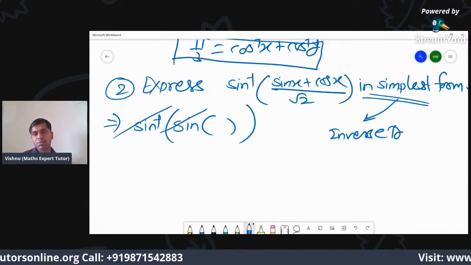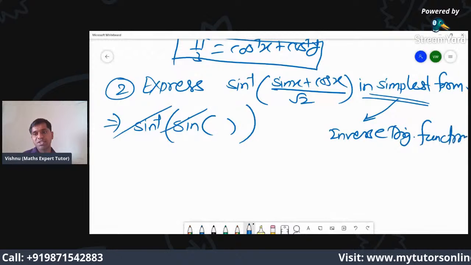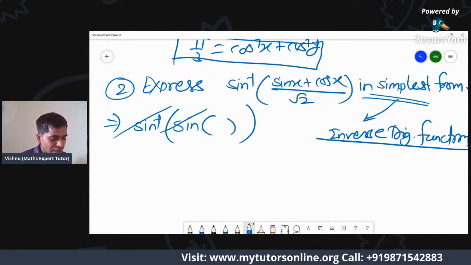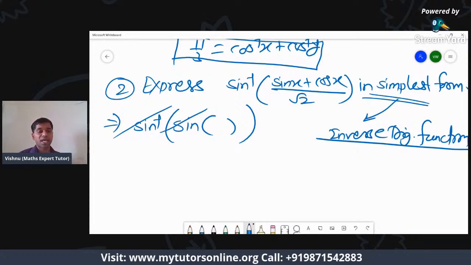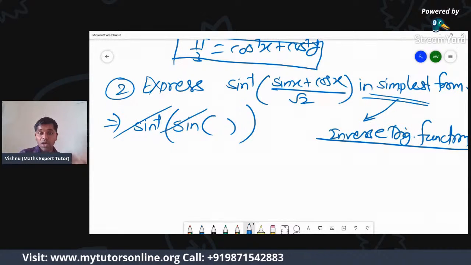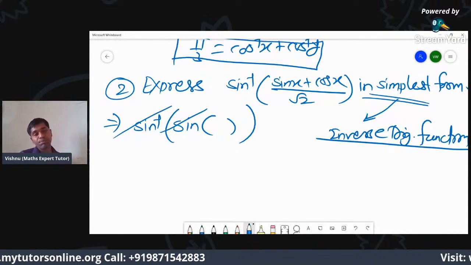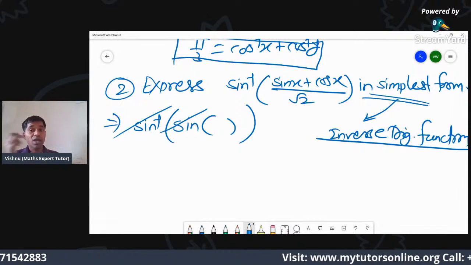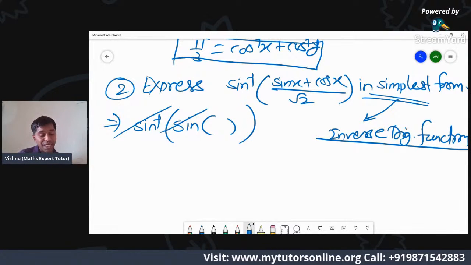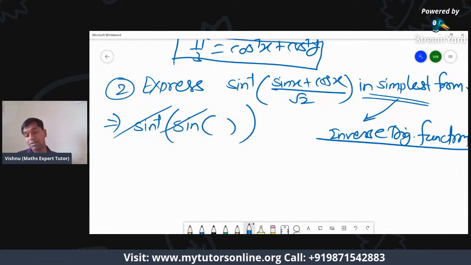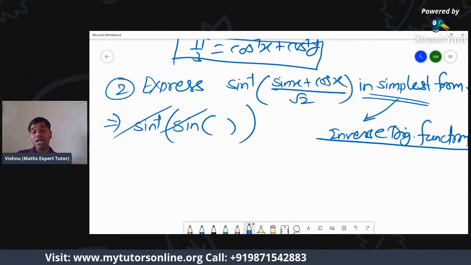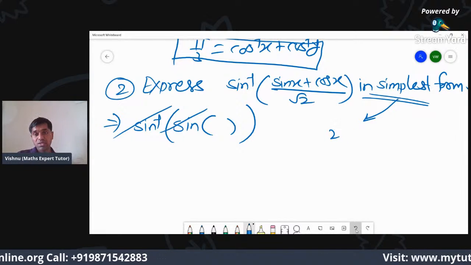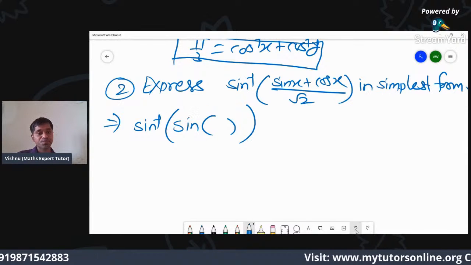The meaning of simplest form in inverse trigonometry is, if there is sine inverse outside, make the angle in terms of sine and cancel that out. If it is cos inverse outside, make the angle in terms of cos. If it is tan inverse outside, make the angle in terms of tan. That is the meaning of simplest form in inverse trigonometric functions. Simplest form has only one meaning.